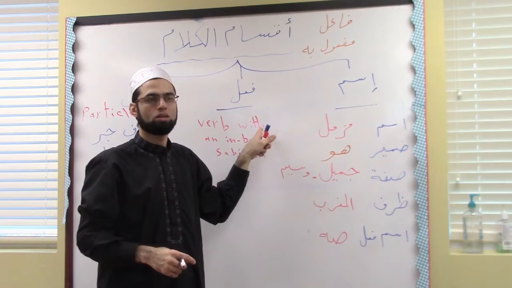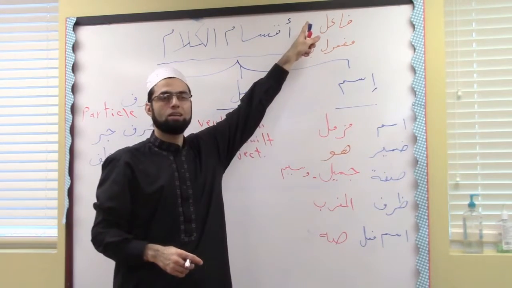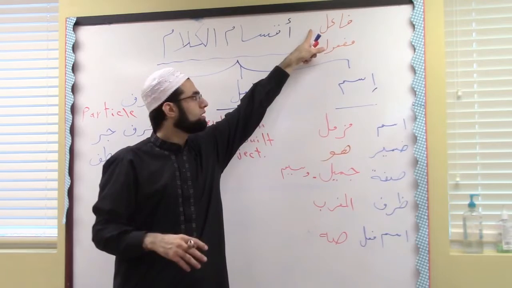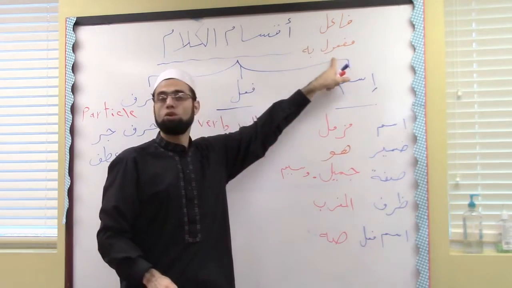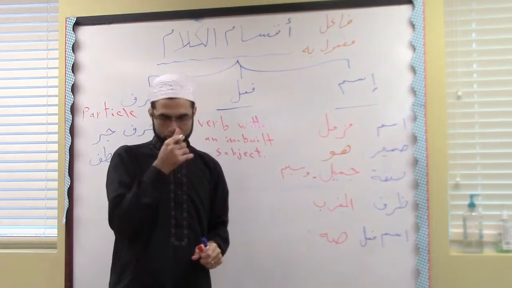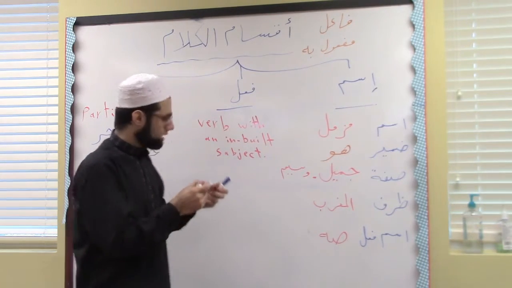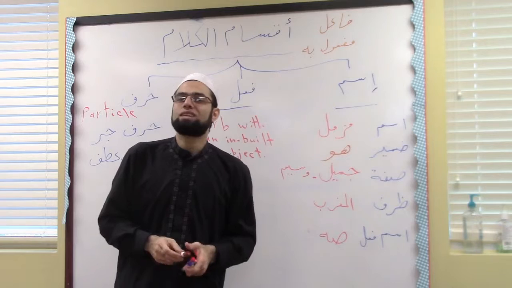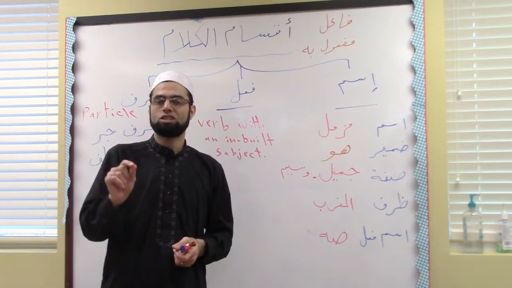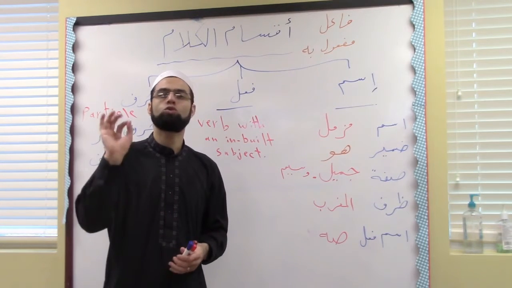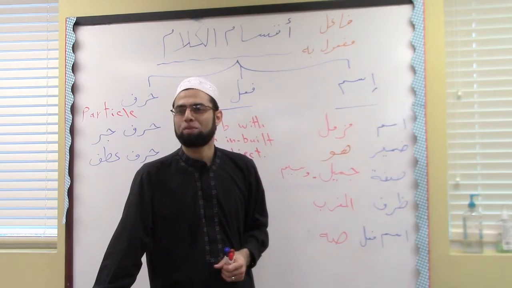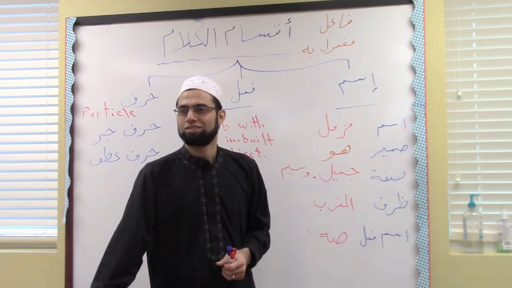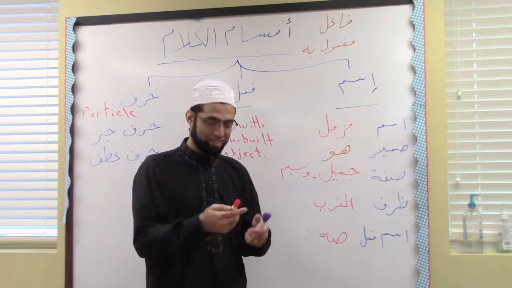فعل means what? Verb. فاعل, subject. Let's use the grammar terms. They say subject, right? Which means what? مفعول به. Object. In the English sentences, what do they start with? Subject. Subject, right? So what do we say?